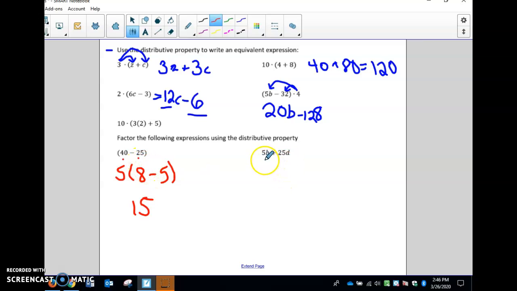And then similarly here, I can also see 5b and 25d. I've got 5 as my common factor. So I'm going to pull it out, and I get 5 times 1b. Now you could just write b. You don't have to write 1b, but I'm going to put 1b there because 5 times 1b would give me 5b. And then 5 times 5d would give me 25d. So I could actually write this expression as 5 times the quantity b plus 5d.